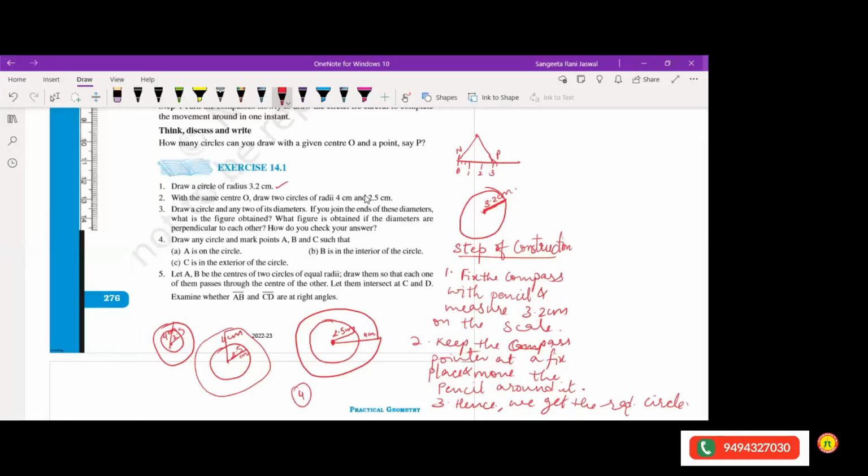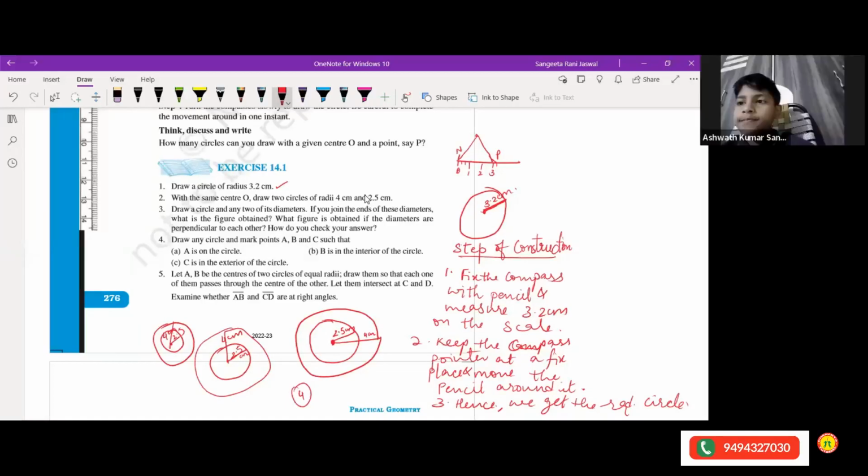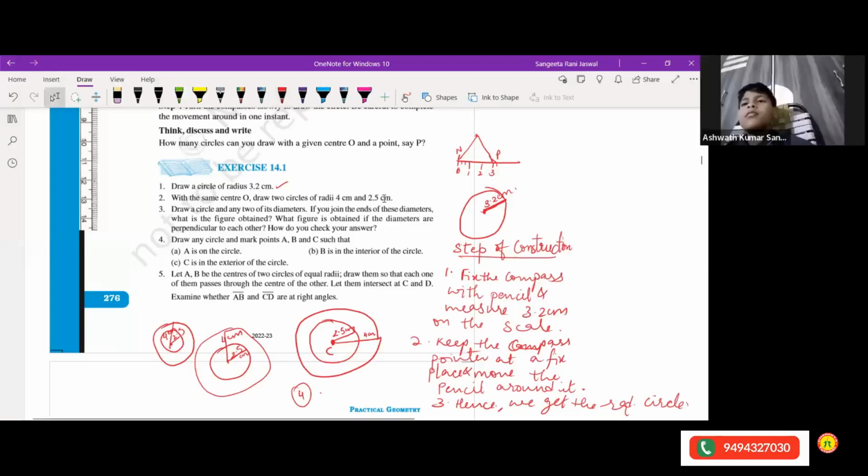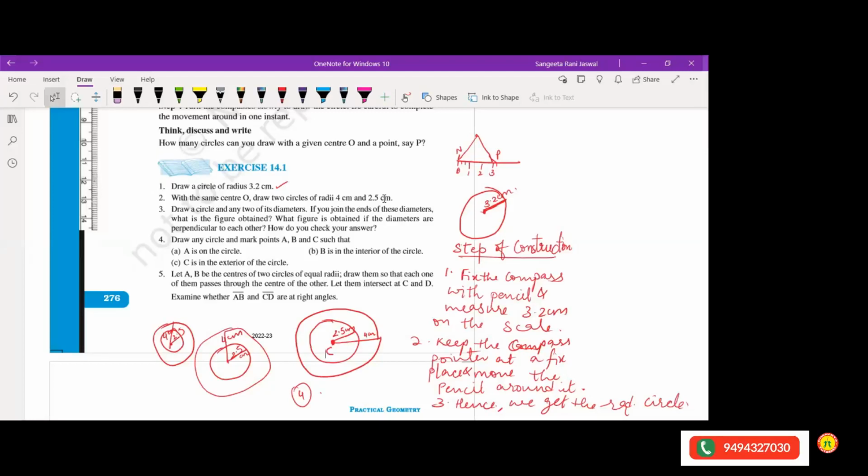Are you understanding? Yes, ma'am. So your fourth step will be keeping the same center. You name your center C. Keeping the same center C and measuring radius 4 centimeter, make another circle. This will be your next step. And thus you have two concentric circles. Thus only there will be the addition of 1 point.